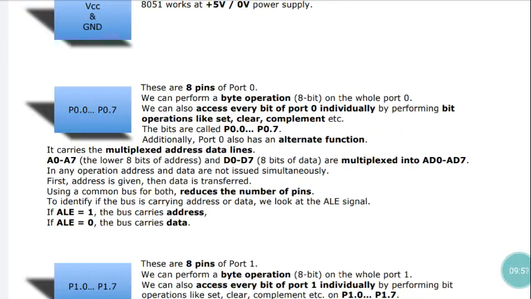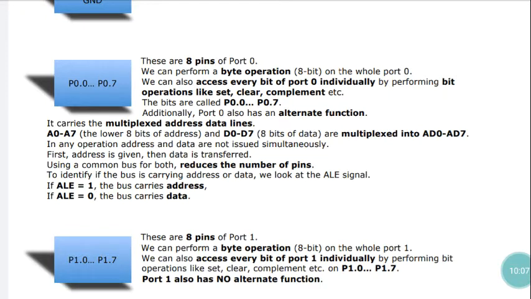The bits are called port 0.0 to 0.7. Additionally, port 0 has an alternate function. It carries the multiplexed address data lines. Here our port size is 8, so we can multiplex only 8 address lines with the 8 data lines.